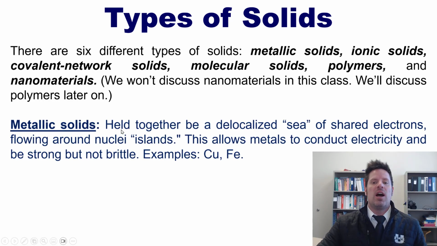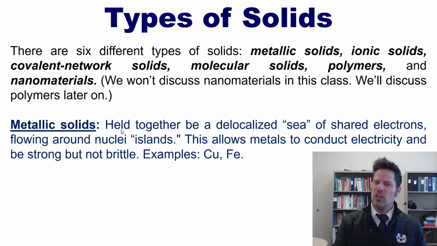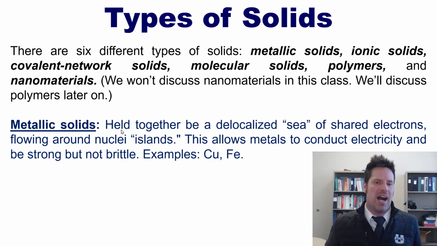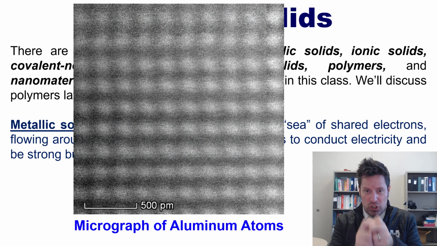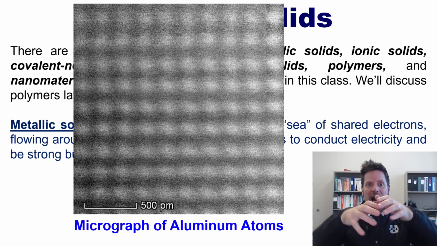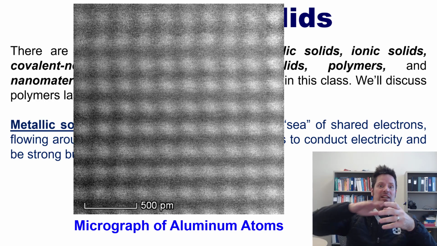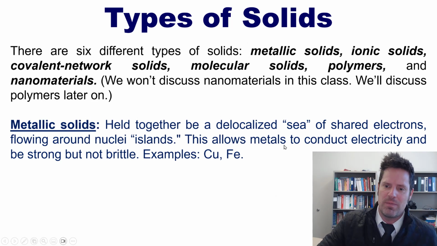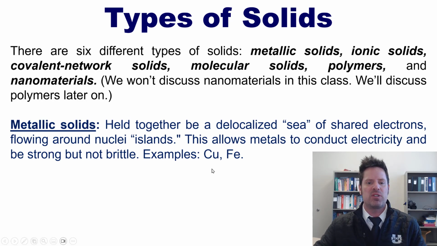So these solids have only metals in their formulas, and at an atomic level, they look more or less like a delocalized sea of electrons flowing around nuclei islands. In other words, the individual nuclei, that is where the atoms, protons, and neutrons are stored, sit like little squat islands inside the metal. And the electrons from all of the metals flow like a sea around all of the nuclei islands. This flow of electrons allows metals to conduct electricity and to be strong, but not brittle. Examples include copper and iron, as well as any other number of metals.